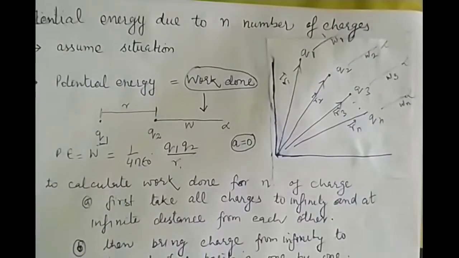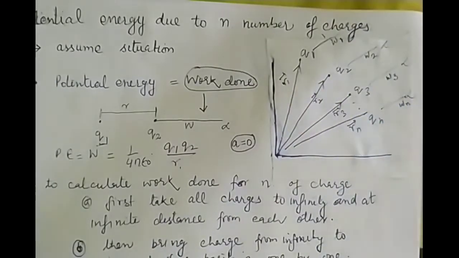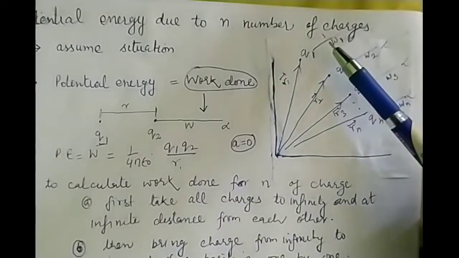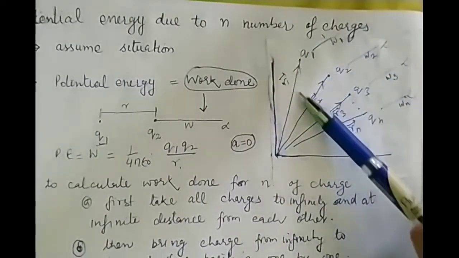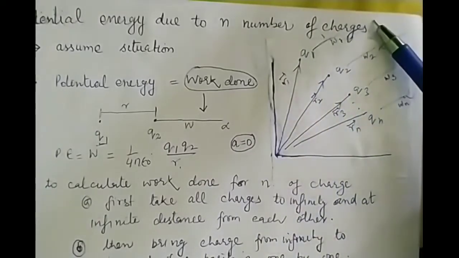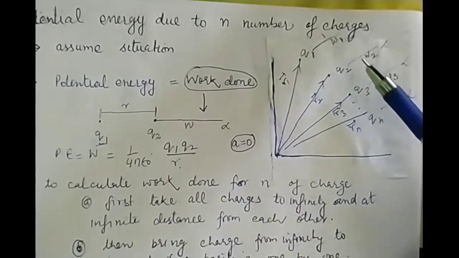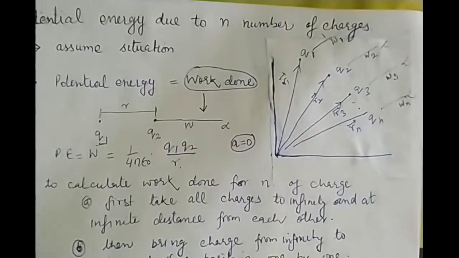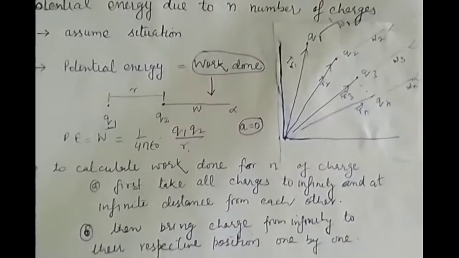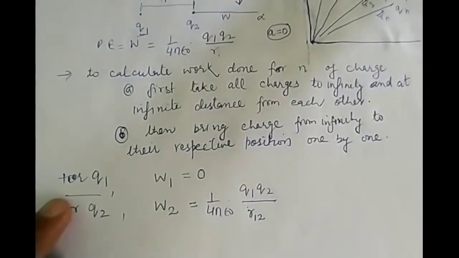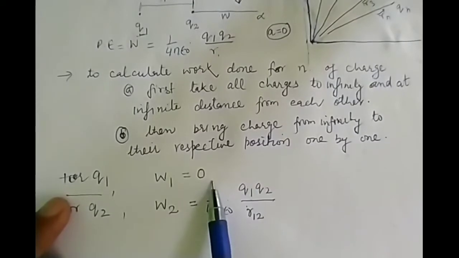Now let us calculate. Now I have taken all these charges to infinity. Now I am bringing the first charged particle. Since all the charges were at infinity and only I am bringing this charge from infinity to this position, there was no other charge because I have taken all the charges to infinity. So there is only one charge, so there is no repulsive force. So the work done to bring Q1 charge is 0, or the electrostatic work done is equal to 0. So you can say that for Q1 charge the work done is equal to 0.